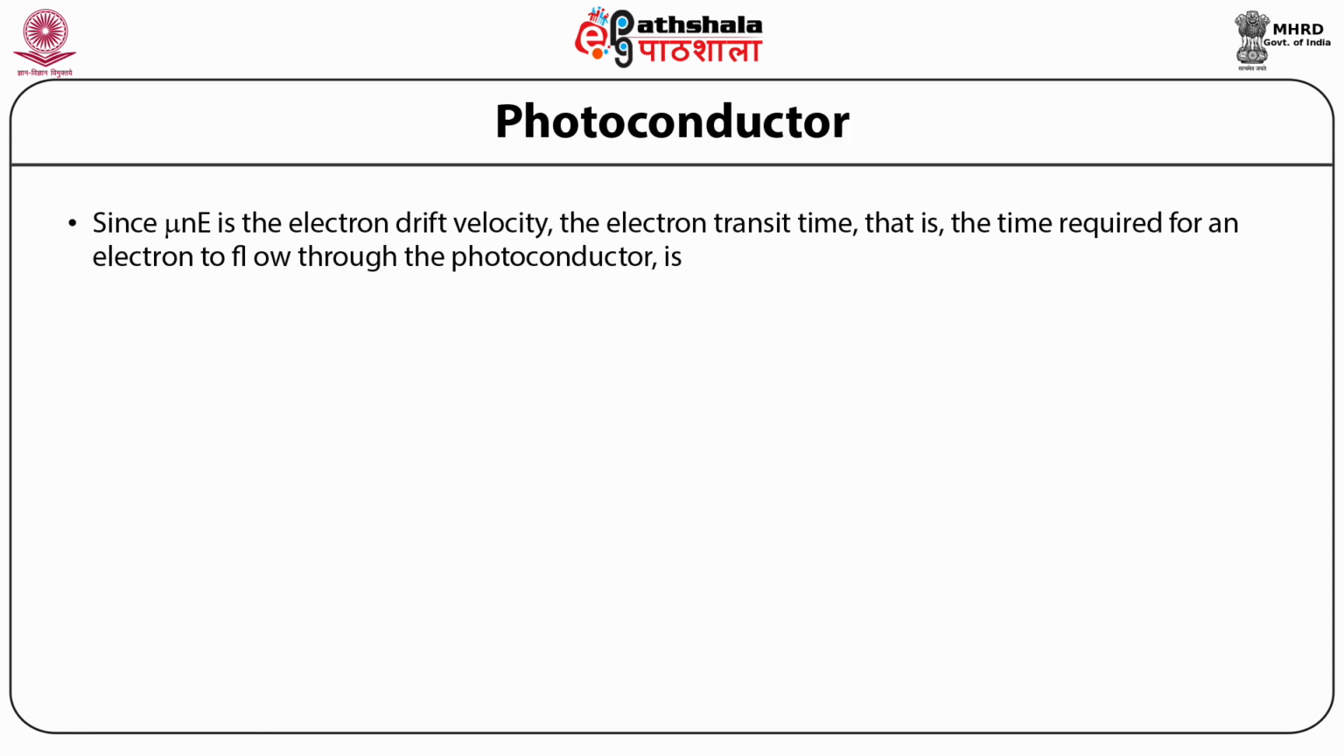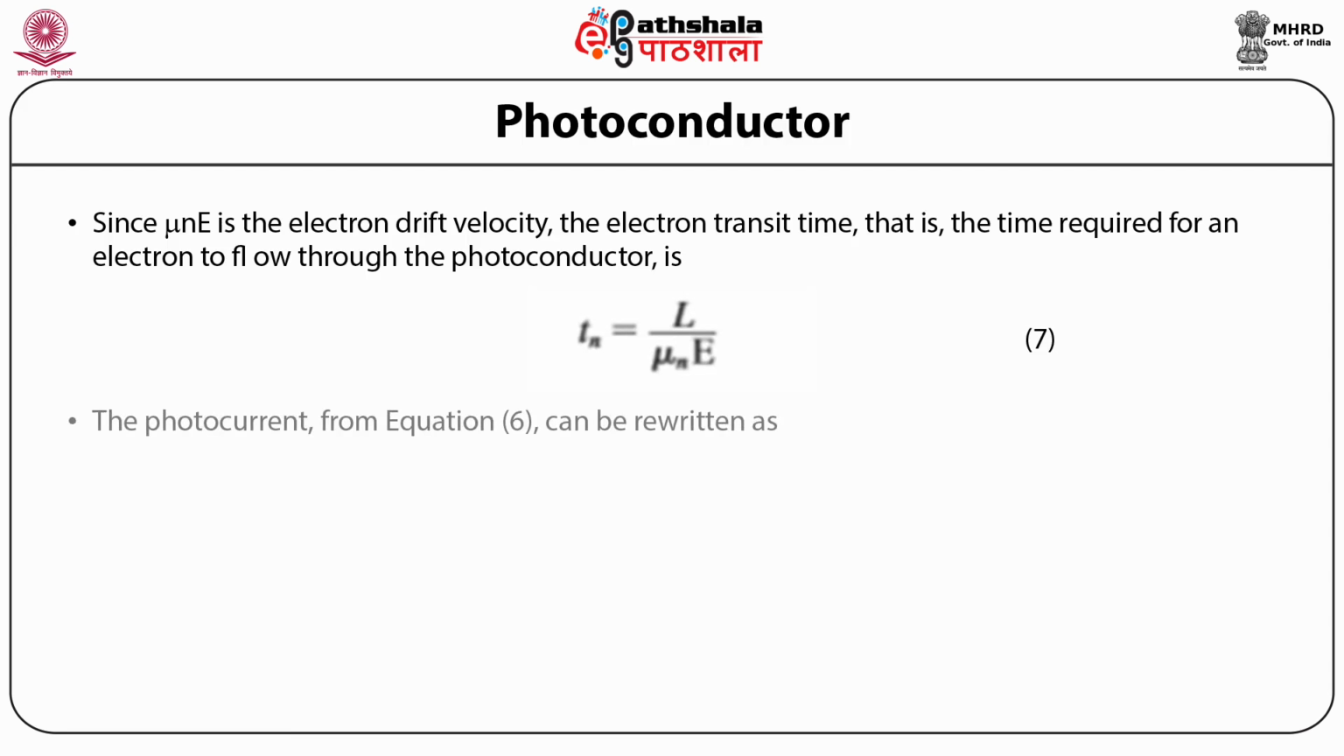Since mu n E is the electron drift velocity, the electron transit time, that is the time required for an electron to flow through the photoconductor, is given by T_n equal to L by mu n E. So the photocurrent from equation 6 can be written as I_L equal to e multiplied by G_L multiplied by tau p by T_n multiplied by 1 plus mu p by mu n multiplied by A L.